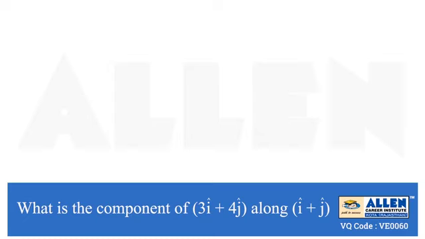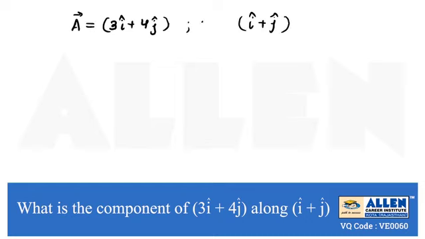What is the component of 3 i cap plus 4 j cap along i cap plus j cap? Here we have been given two vectors and we have to find the component of one vector on the second vector. The given vectors are 3 i cap plus 4 j cap, which is the first vector, and the other one is i cap plus j cap. So we will consider the first as a vector and the second, i cap plus j cap, as b vector.